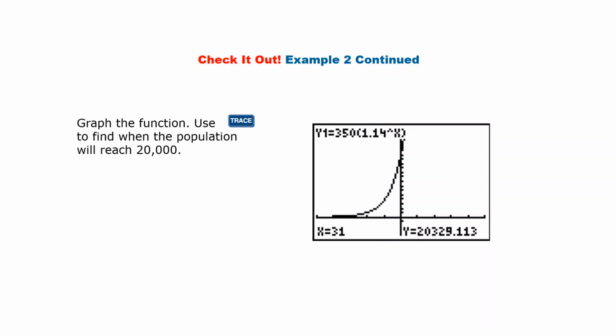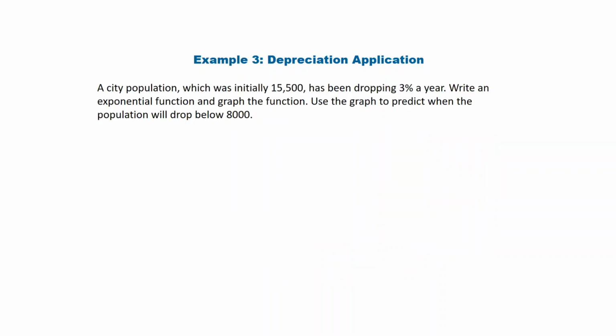So here our y is 20,000. It's not exactly, but we can see it's going to be close to year 31. All right, so it will take about 31 years for the population to reach 20,000.